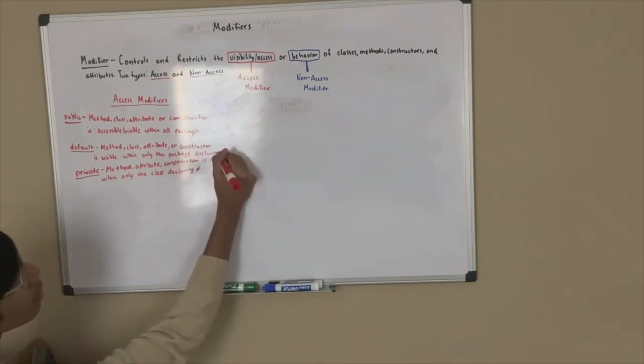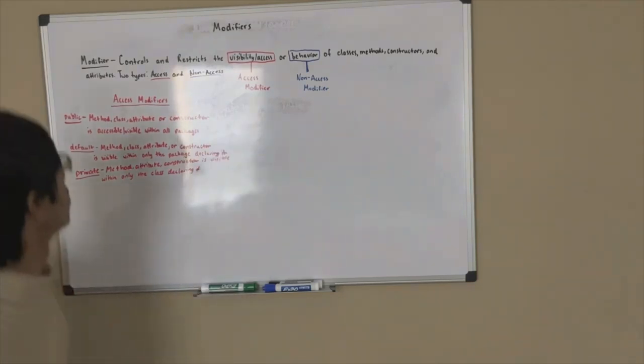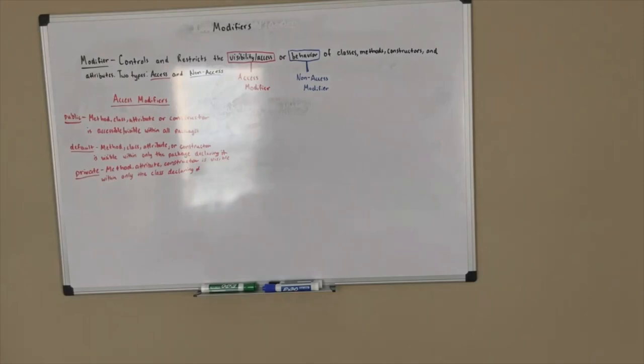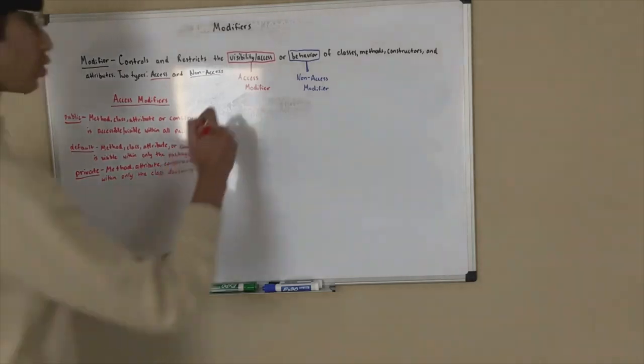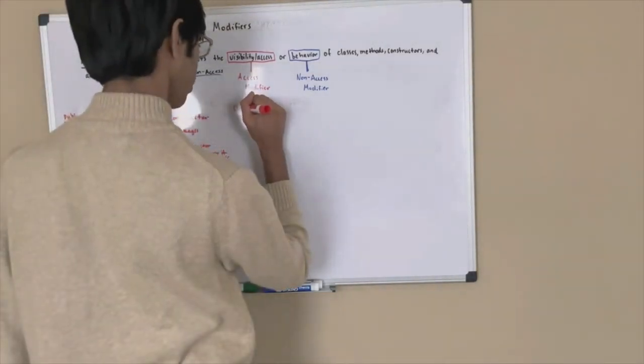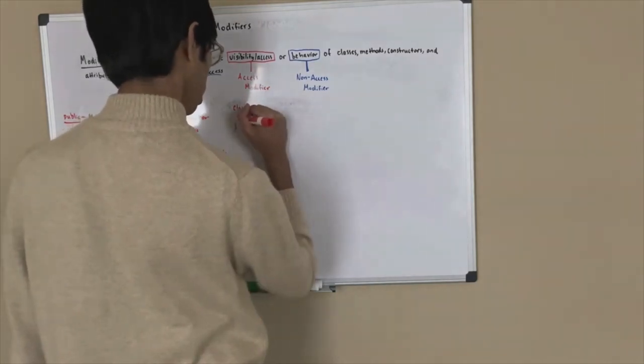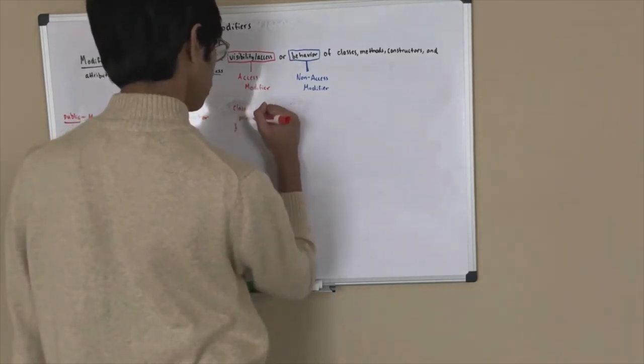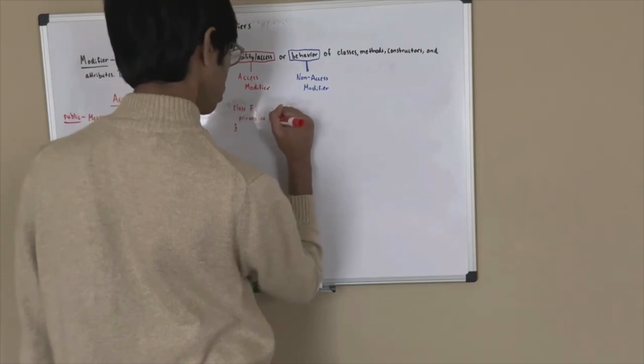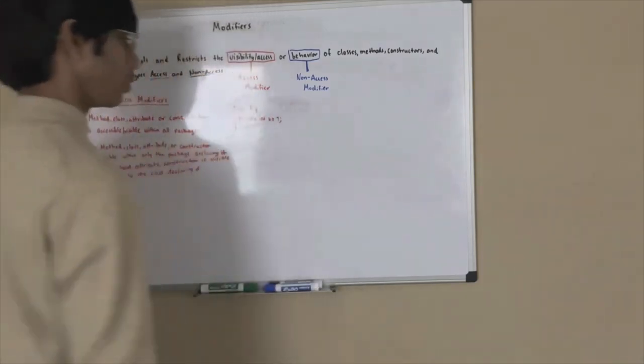Okay, so private. Method, attribute, constructor is visible within only the class declaring it. So if I made a class, called it F, and I made a private integer, made it equal to 7, right?